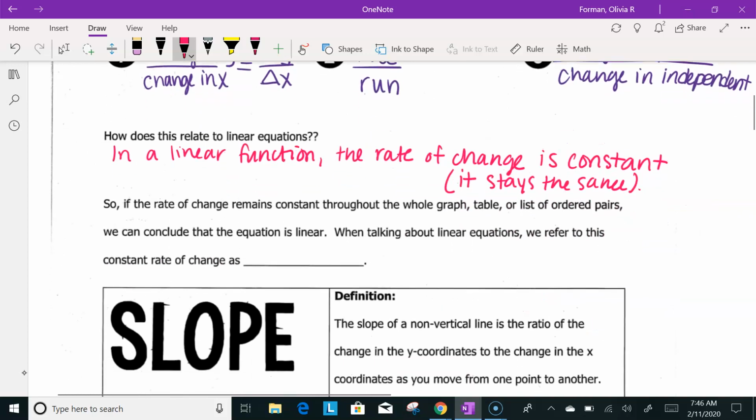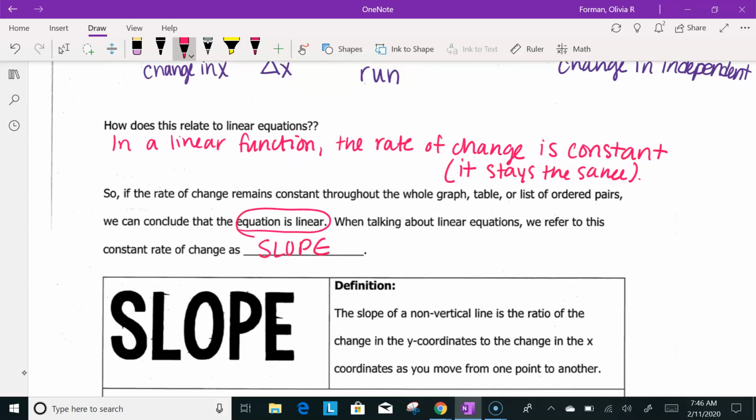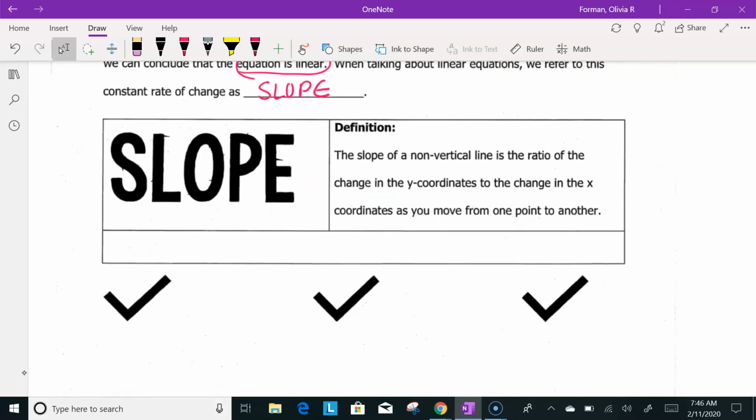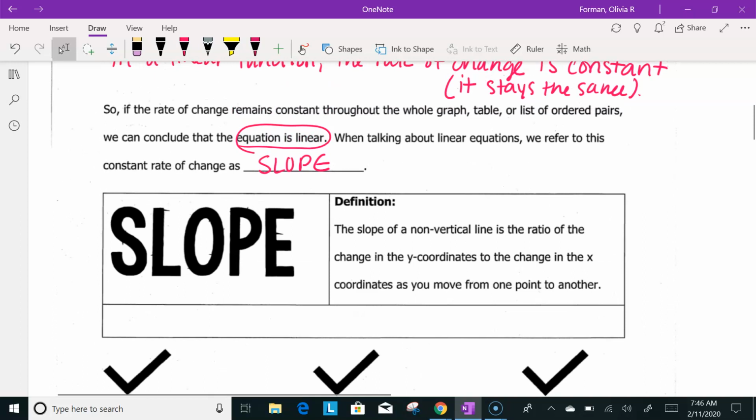Okay. So now it says, if the rate of change remains constant throughout the whole graph, table, or list of ordered pairs, we can conclude that the equation is linear. So if your change in y over change in x stays the same throughout any 2 points on the graph, we would call that linear. When talking about linear equations, we refer to this as slope. So if you have a constant rate of change, which means you have a linear function, what we call that rate of change is going to be called a slope.